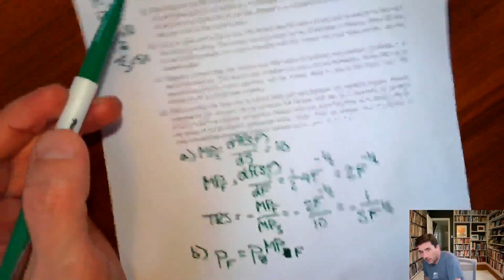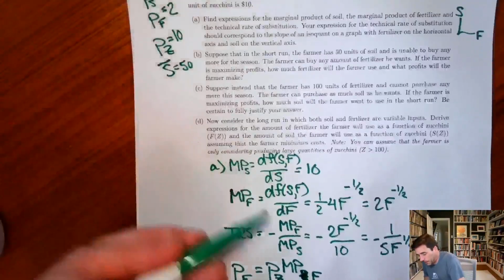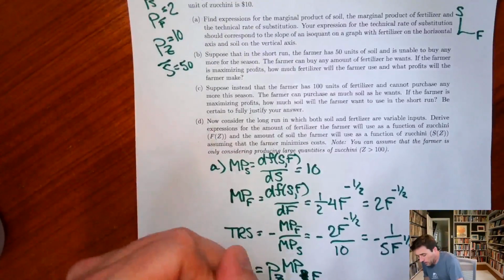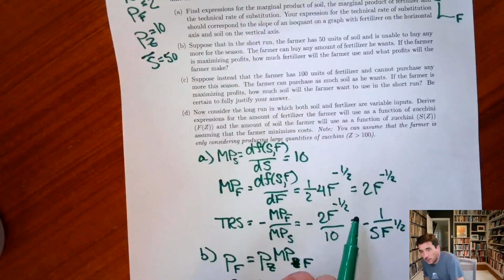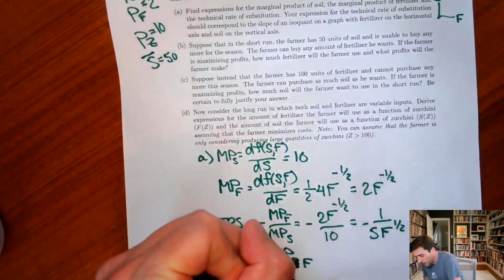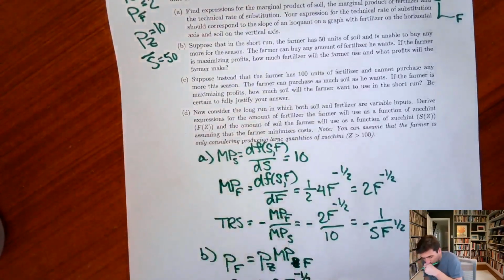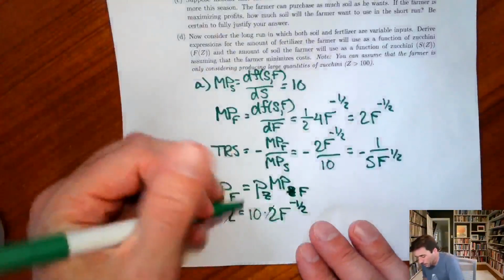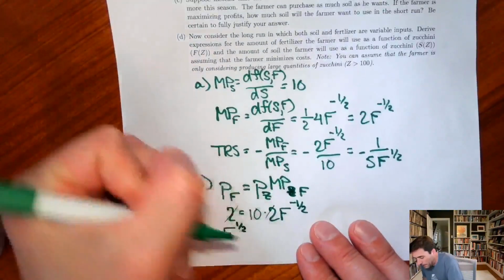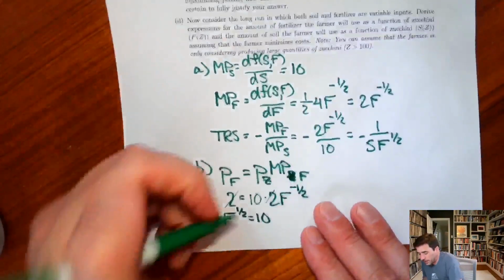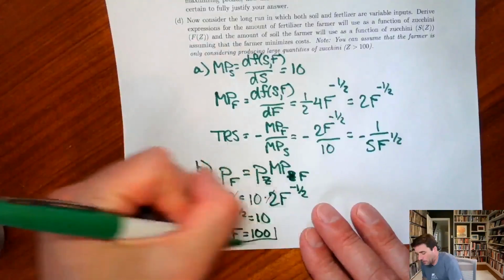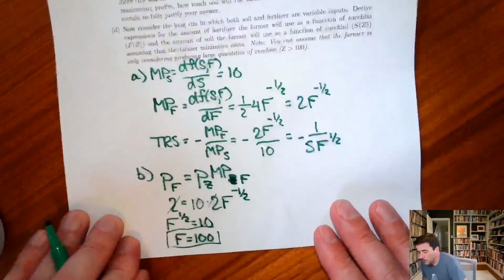So looking up here, I had PF is 2. I had PZ was 10. And coming back to here, I had my marginal product of fertilizer was 2F to the minus 1/2. Okay? So those 2's are going to cancel. I'm going to move my F to the 1/2 over to the side, so that it becomes an F to the positive 1/2 is equal to 10. That's just going to give me F is equal to 100 when I square both sides. So that's the amount of fertilizer that I'm going to use.